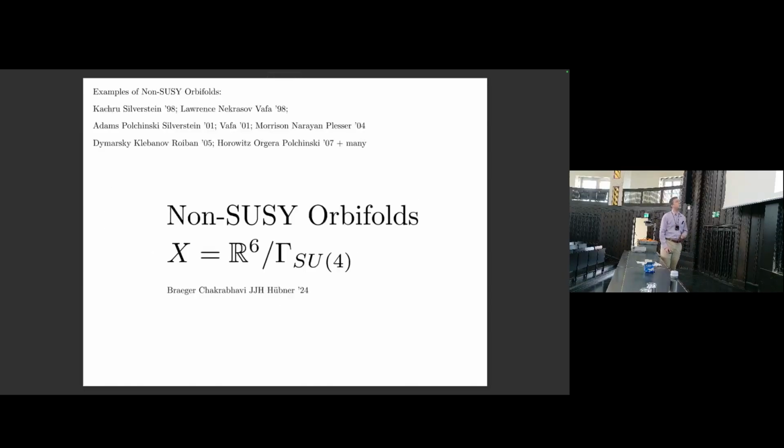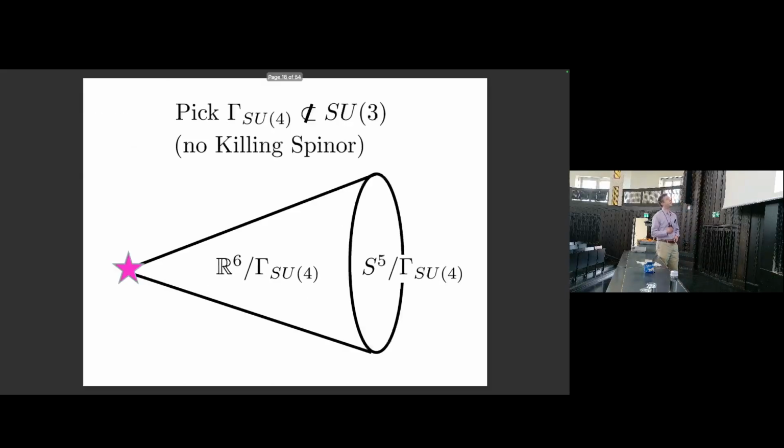So non-supersymmetric orbifolds, here's just a sampling of the references, both for brane probes of these spaces and closed string tachyons in these spaces. And what I'm going to be doing is asking, can I play the game of computing generalized symmetries in this kind of background? Okay, so I'm going to pick a finite subgroup of SU(4), and I'm going to pick it in such a way that the holomorphic 3-form of the original R^6 or C^3 cannot be retained. So in other words, I've decided to pick a particular finite subgroup so that there is no Killing spinor available to me. That will ensure that I've broken supersymmetry.